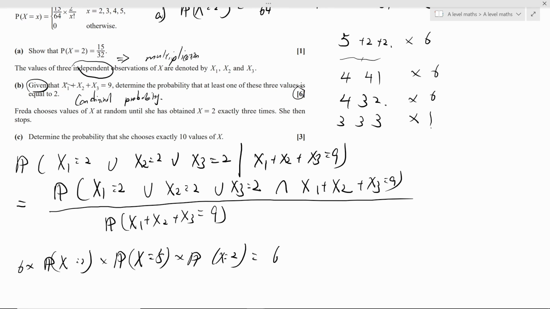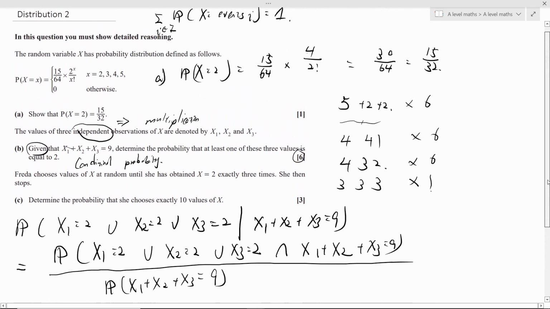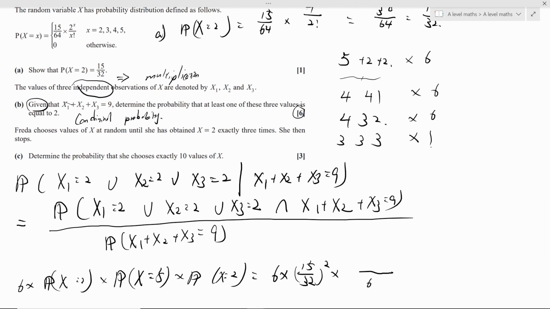I actually should not ignore the 1 here: times P(X=5), times P(X=2), which is, let's see, 6 times (15/32) squared times 15/64 times 2 to the power of 5 over 5 factorial, which is 120. Tough calculation. I'm probably going to go for the calculator, but for here we just calculate the next one.